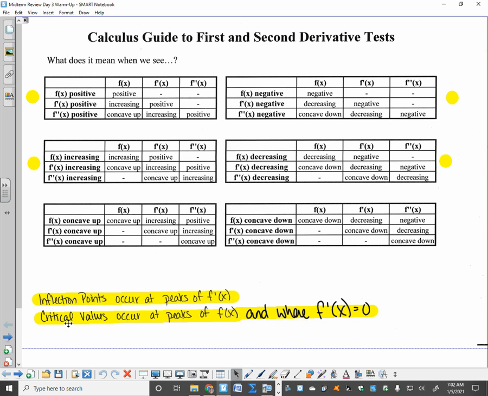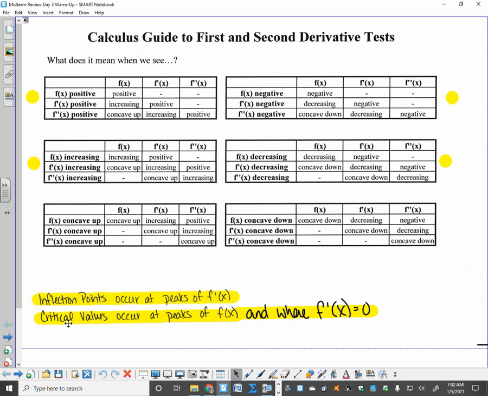So this was a day 3 warm-up review for the midterm. I'm going to focus mostly on curve sketching. This is a nice little synopsis of the relationships between f, f prime, and f double prime.